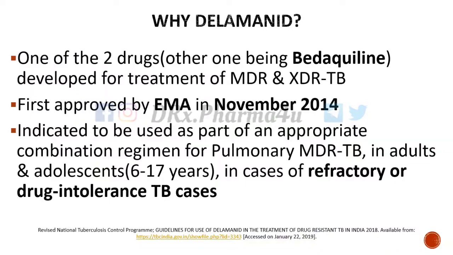So you can understand what I meant. It is to be used in adults and adolescents, not less than the age of 6. In cases of refractory TB, it means if it is multi-drug resistant TB or extensively drug resistant TB. Refractory means it is not responding to the standard medications. And drug intolerant, you know very well, if the first-line anti-tubercular drugs are causing severe side effects, the patient cannot tolerate it, then we can use DELAMANID as an option.